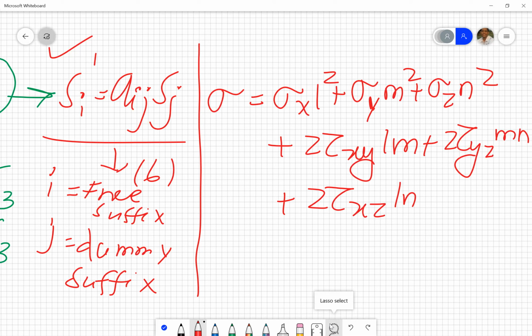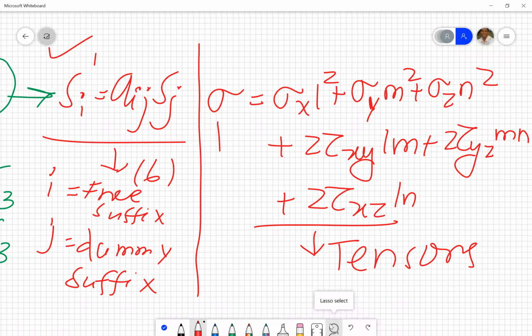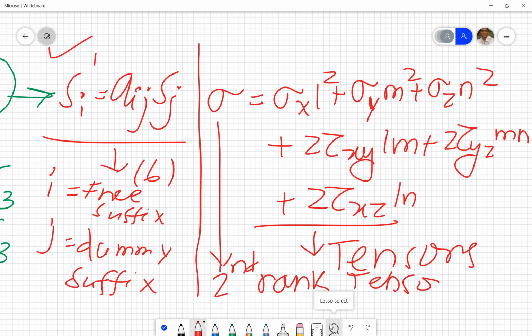This type of equations are called tensors. And for the stress, you have to remember that stress is always a second rank tensor. Stress is a second rank tensor because you need 9 components to specify the stress.